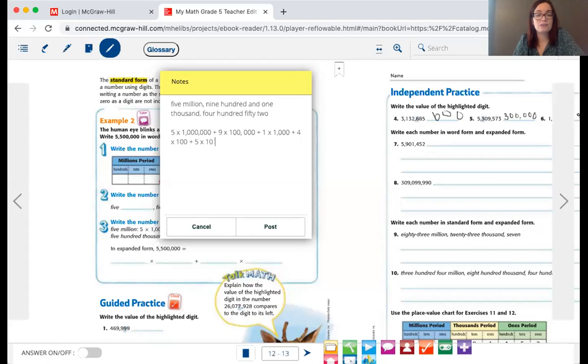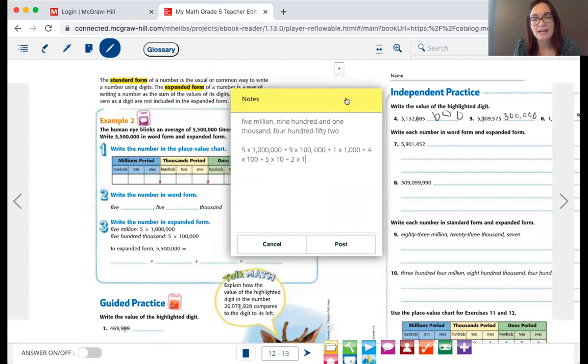Then I have my last digit, which is the 2. And who can tell me what place value that 2 is in? What place value is that 2 in? Yep, it is in the ones place. So I would do 2 times 1. Okay. And that's how I would write that in expanded form.